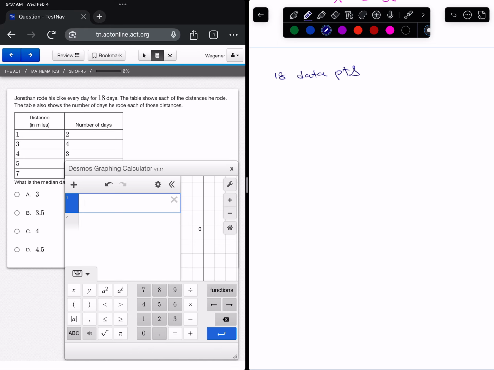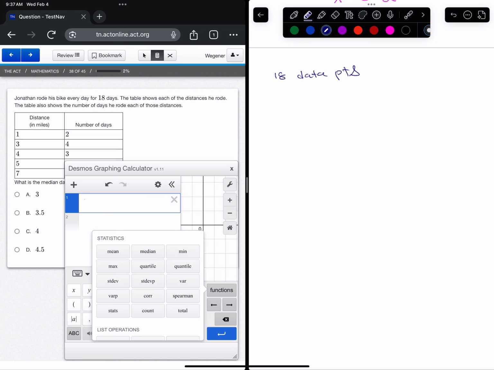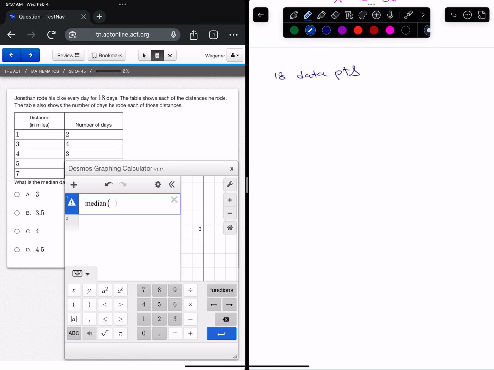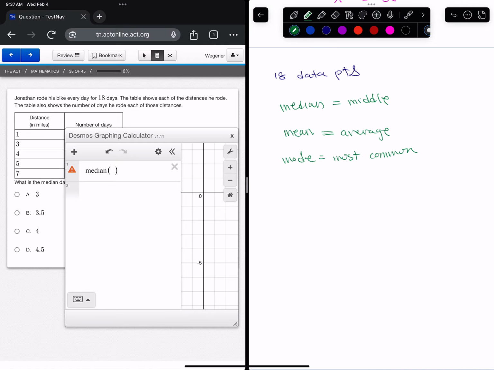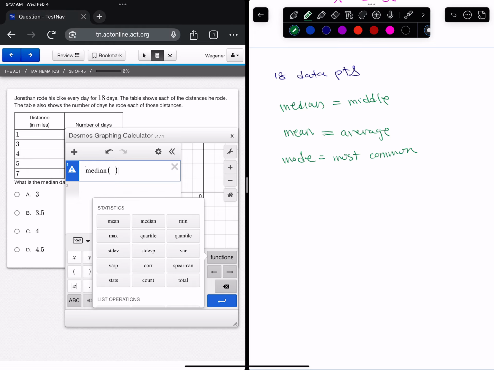It's asking for the median, so go to functions. Median is a statistic, and median is right there. Now, please do not confuse median with mean, okay? Median is going to be the middle, while mean is the average. There's another one called the mode. That's just going to be the most common. All of these you can access using functions and scrolling down to statistics.